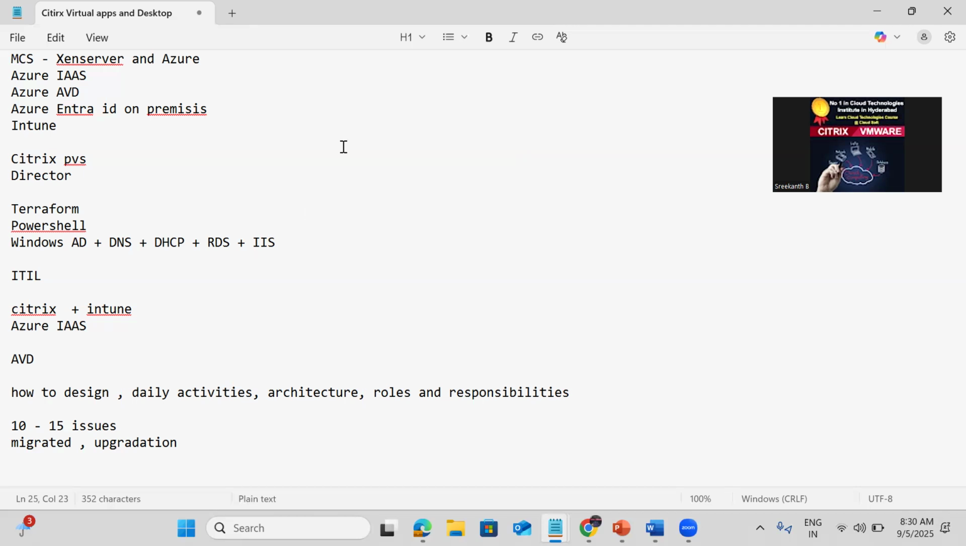Okay, so then we'll start with Citrix today. Any doubts on this? Someone may say salary packages are very high compared to Windows. With Intune, all of these are very hard skills now. AVD and Intune are hard skills.